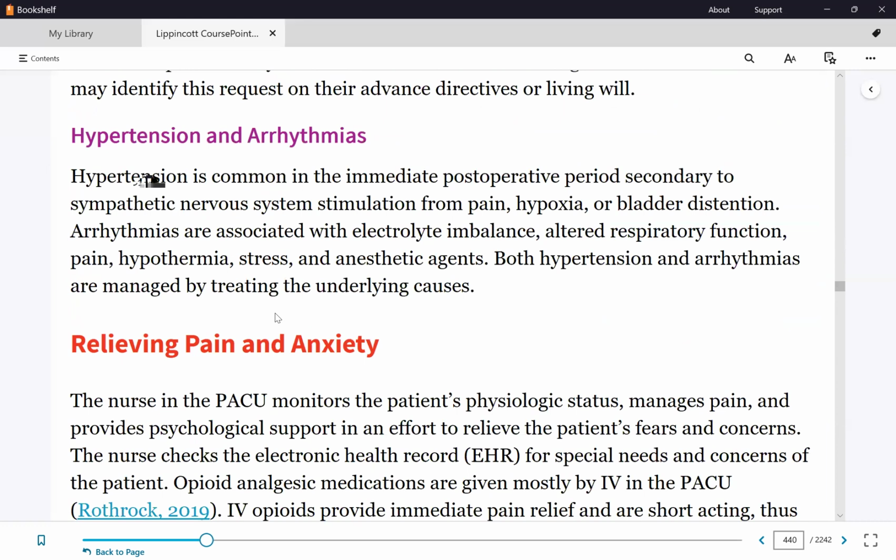Hypertension and arrhythmias. Now, patients will react differently to the anesthetic agents used, maybe opioids, depending if they are opioid naive or opioid tolerant, and the anesthesia also. So check for any abnormal heart rhythms.